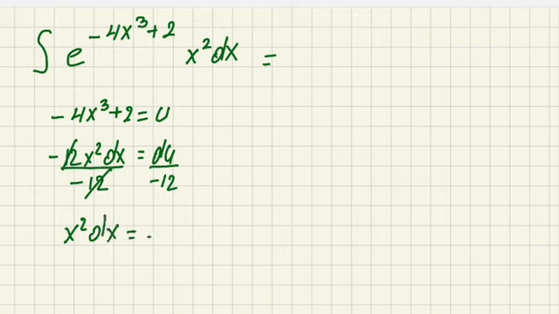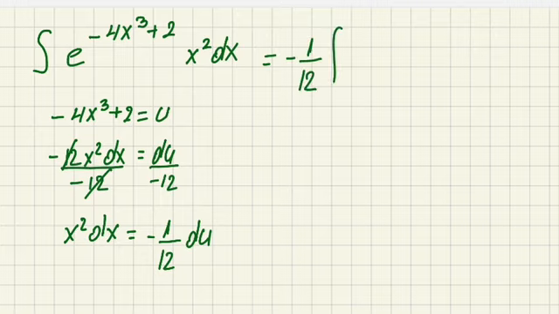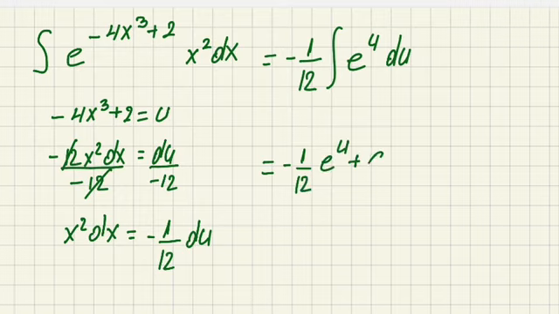It would be equal to minus 1 over 12 du, which means that our integral would be equal to minus 1 over 12 times the integral of e to the power of u du. This integral would be equal to minus 1 over 12 e to the power of u plus constant. For this reason, our integral would be minus 1 over 12 e to the power of minus 4x to the third plus 2 plus constant.